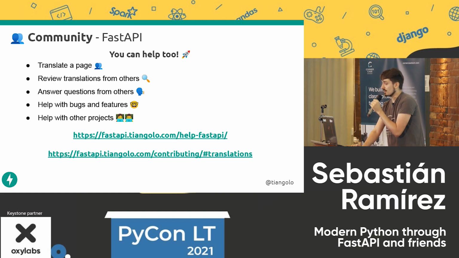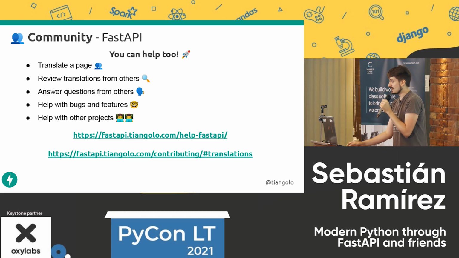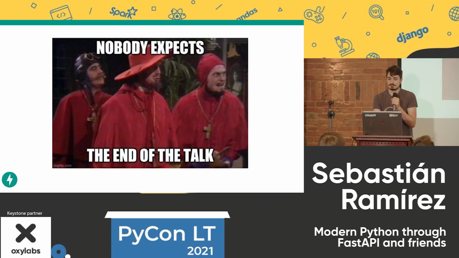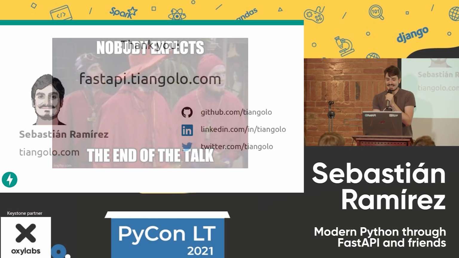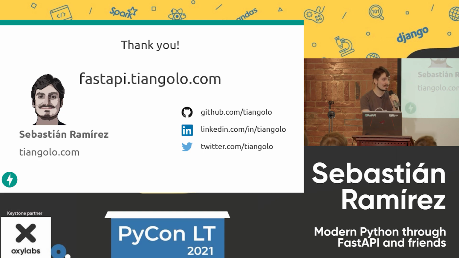So you could, for example, for FastAPI, help translating a page in the documentation. You can review translations from others. You could answer questions from others. You could help with bugs and features, or you could help with all of these other projects. There's always stuff that can be done to help with these projects. So if you want to help, that will be awesome. And yeah, that's the end of it. Thank you very much. I don't know if we have time for questions.